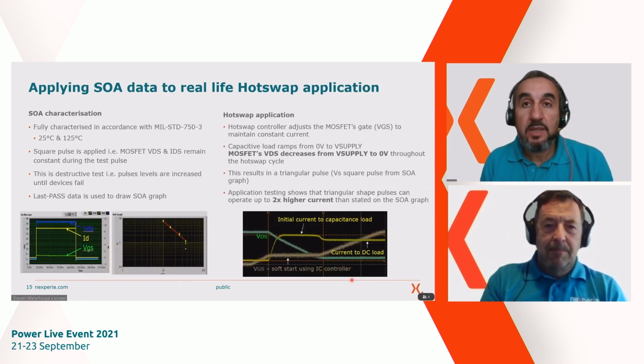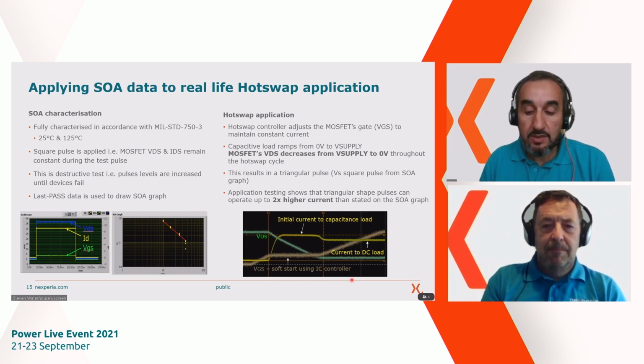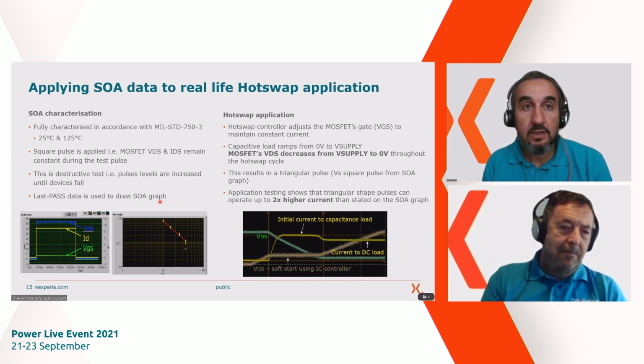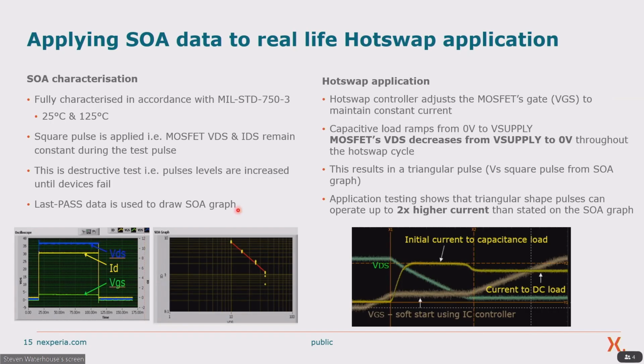Now, to put things in perspective in terms of the SOA performance, the way SOA is tested, or the way we test and characterize the device and the graph is derived, is by applying a constant voltage and a constant current in a square pulse form. That is incremented to the failure point, and we record the last pass from which we then derive the graph. So the graph you see in the data sheet is based on a square pulse of VDS as well as a square pulse of the current.